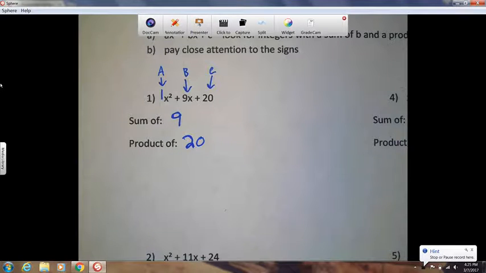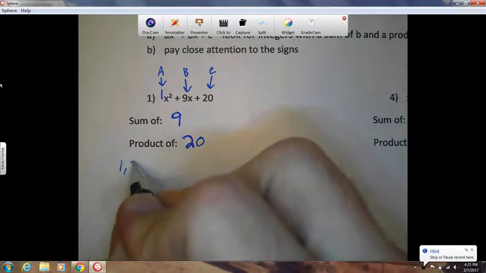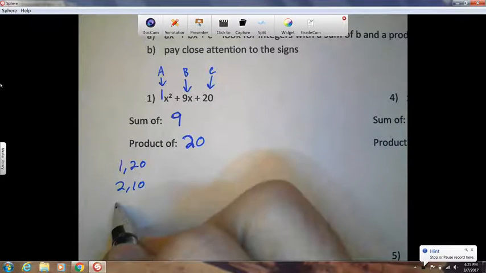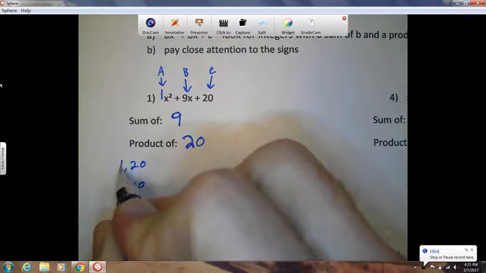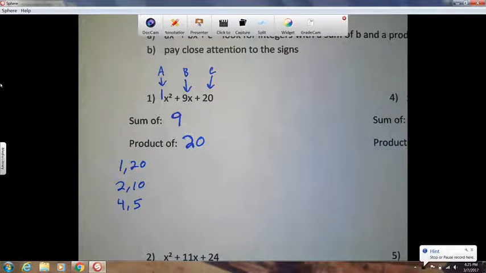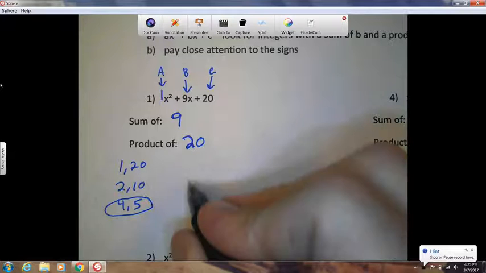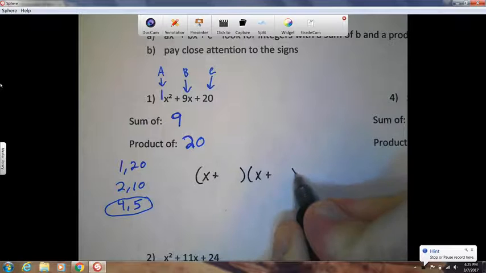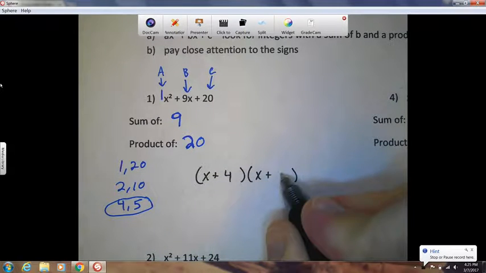If you're not sure, just write them out. Here are my factors of 20: 1 times 20, 2 times 10, and 4 times 5. The only ones that add to 9 are 4 and 5. So now I can go ahead and write my answer. It's x plus 4 and x plus 5. So now it's factored.